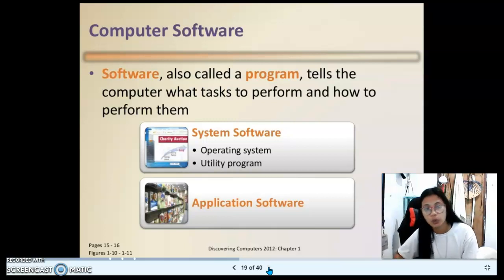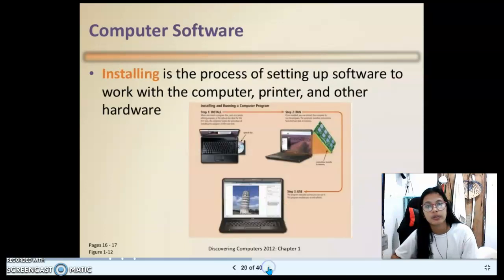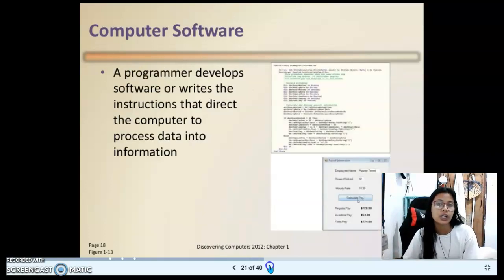Software, also called a program, tells the computer the tasks to perform and how to perform them. Installing is the process of setting up software to work with a computer, printer, and other hardware.